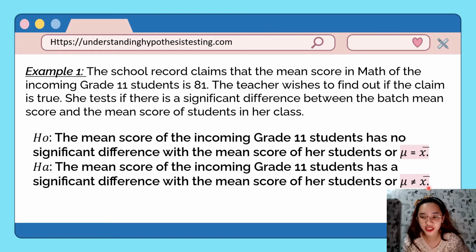Or pwede natin isulat in notation yan. So, since meron siyang significant difference, ibig sabihin, hindi siya equal. Kaya ganyan yung simple. Population mean is not equal to the sample mean.